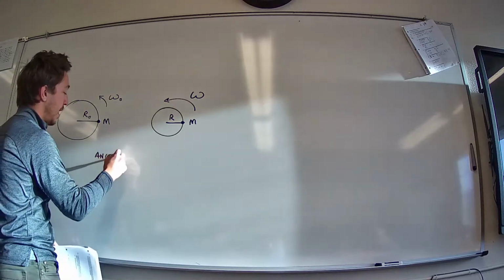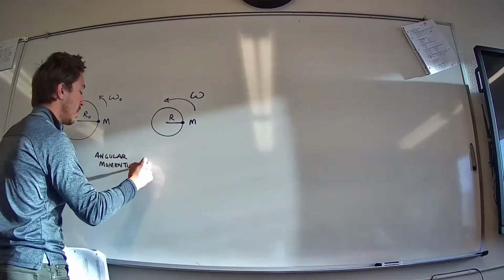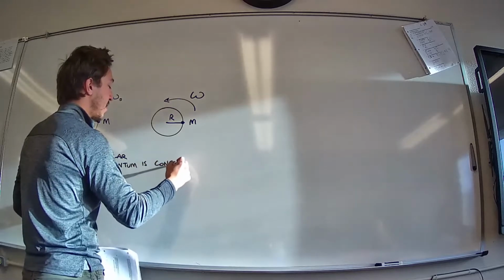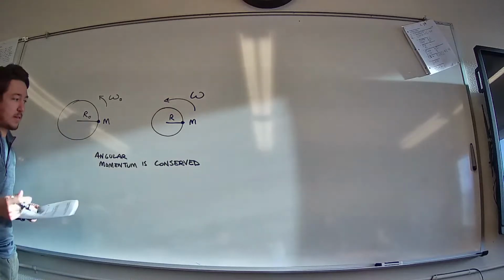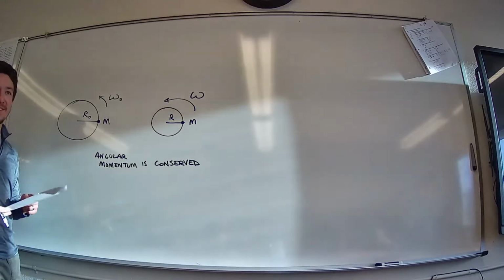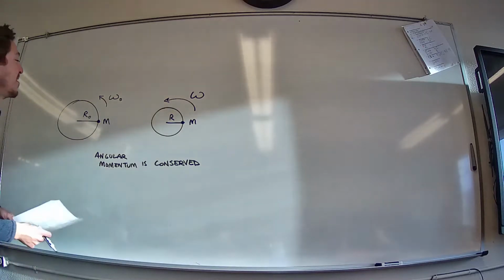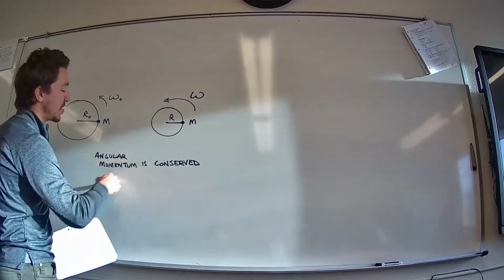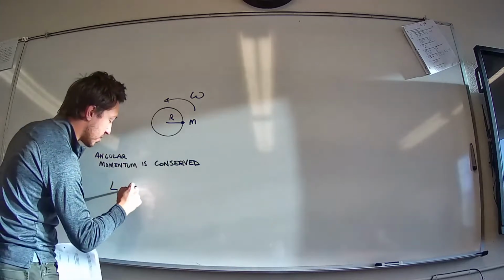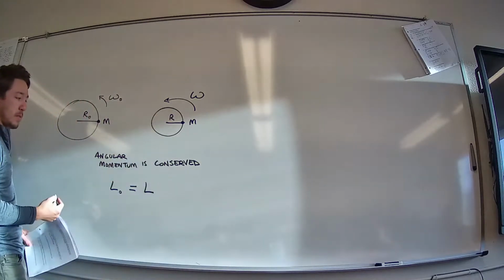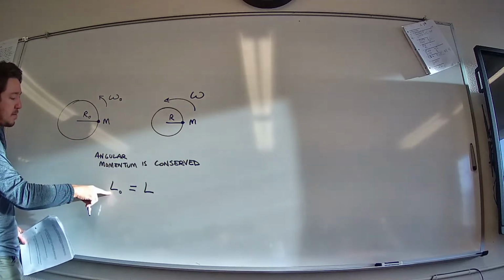You don't have to write this out, but angular momentum. It's actually not a bad idea to write stuff like this if you're taking a test. In college, for example, that might get you a point. If you have no idea what you're doing, you get that one point for saying, hey, I'm pretty sure this problem is about angular momentum, so I write this sentence down. Anyway, angular momentum is conserved. So you'd say that means the initial angular momentum, L naught, is equal to the final angular momentum, L.